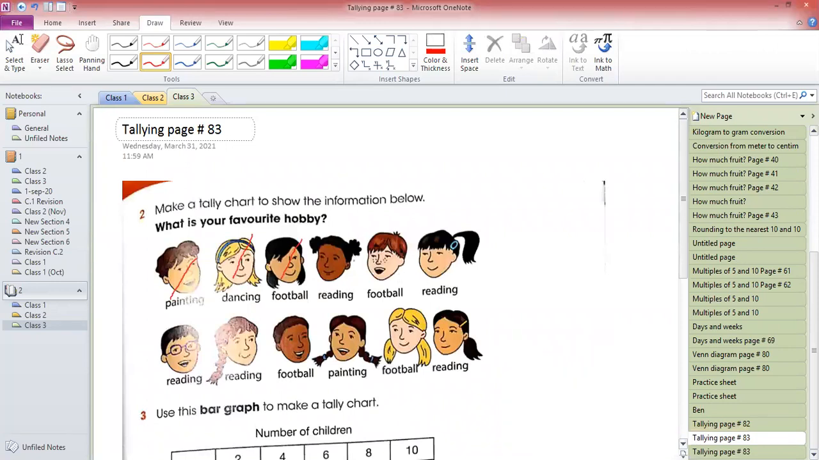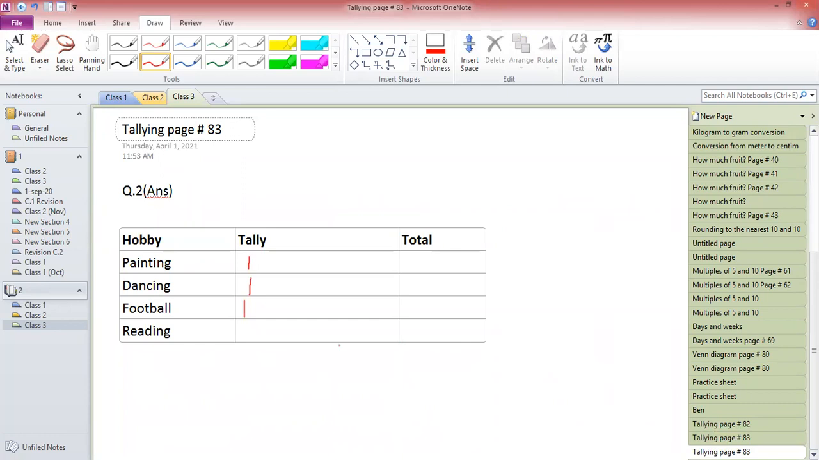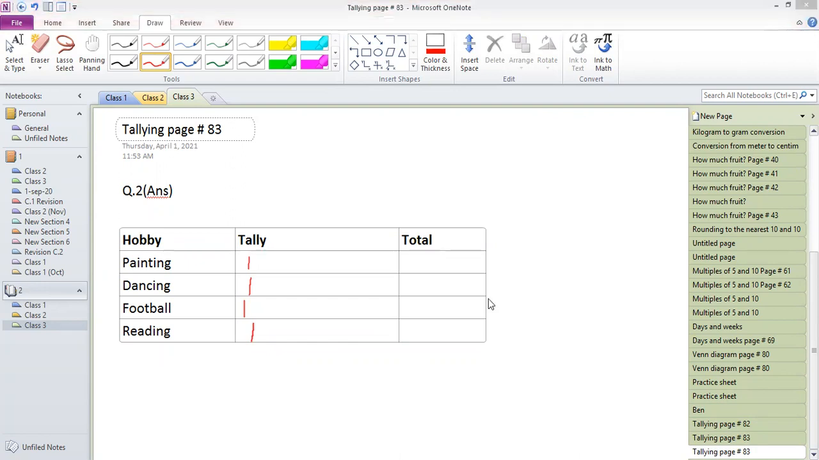The next one is reading. So I will cut reading and I will mark one on the reading. Are you getting my point, guys? How you have to do it? Yep, sir.